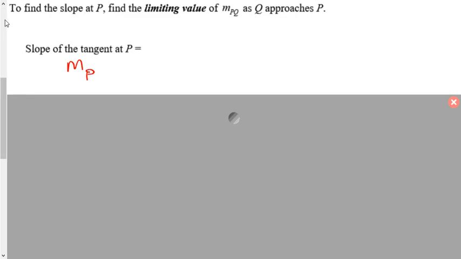So we said that to find the slope at P, we needed to find the limiting value of the slope of the secant line, MPQ, as Q approached P. And the notation we used was that MP would be the slope of this tangent line, so the slope at P. And so we'd say the limiting value of our slope as Q approached P.